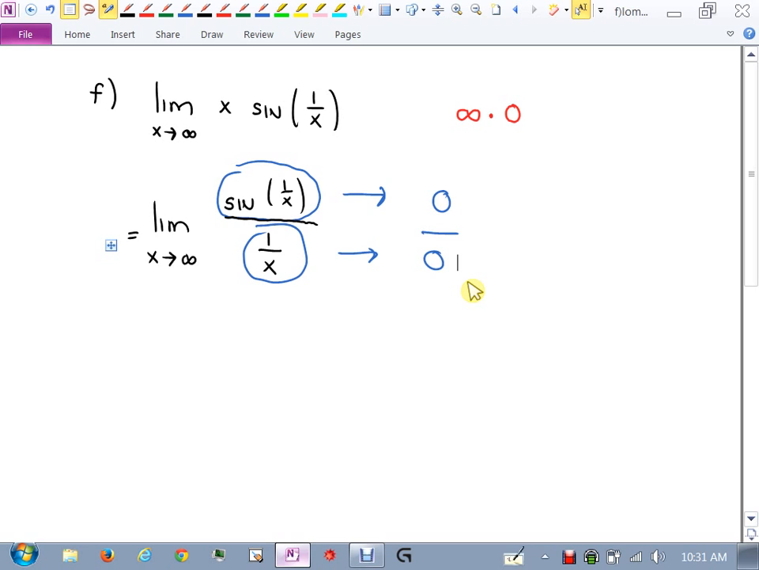Because if we have something like that, we can use L'Hopital's rule on that. You will always do that when you have infinity times 0. I should say you will always try that. Okay, go ahead. See if you can get that. You have to take a derivative top and bottom now.